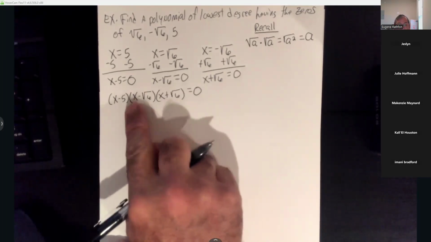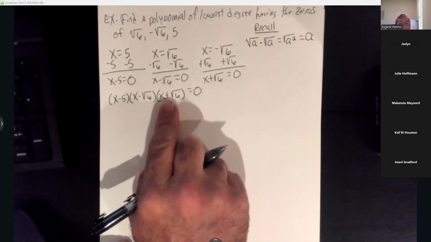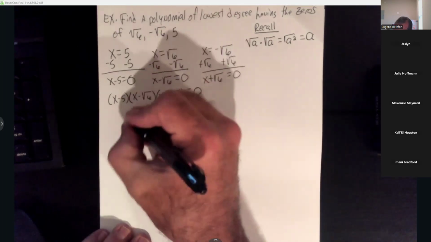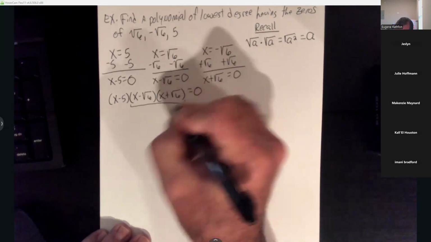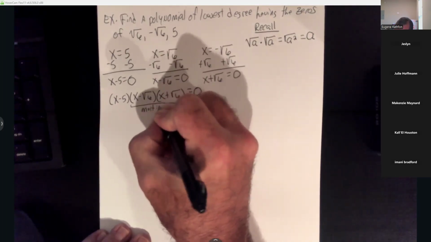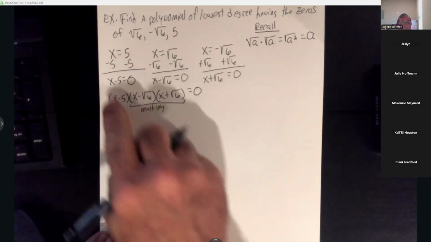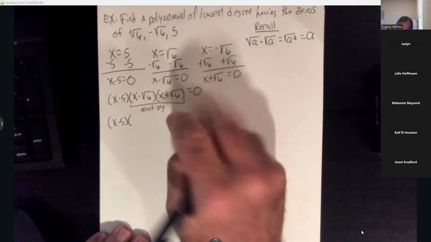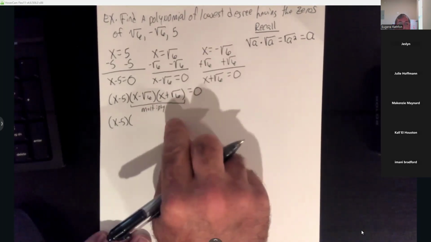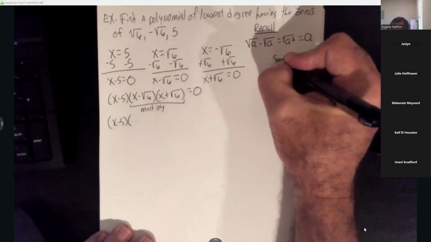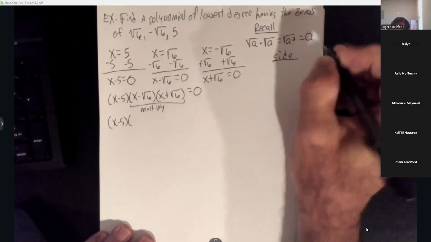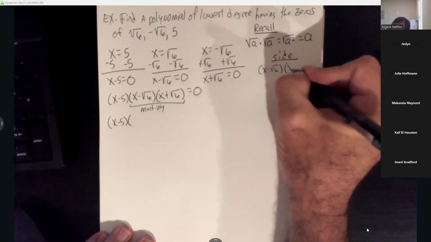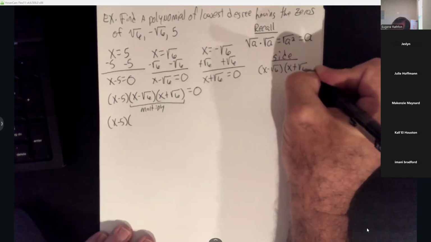So once again, notice these are conjugate pairs, like the i's I had a while ago. One I was negative, one I was positive. So I'm going to start out multiplying these. Okay, so I'll bring down that x minus 5. And then whatever I get from multiplying these will come right here, okay? So let's do that on the side. X minus square root of 6 times x plus square root of 6.